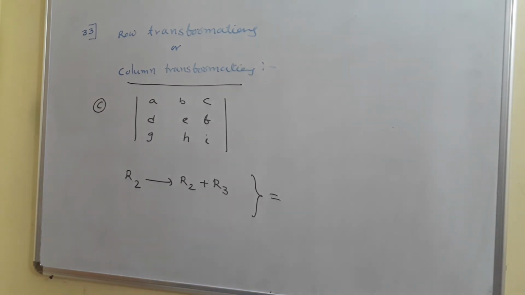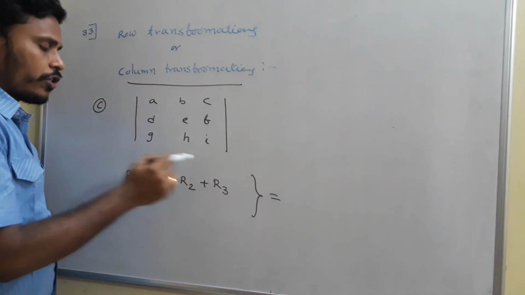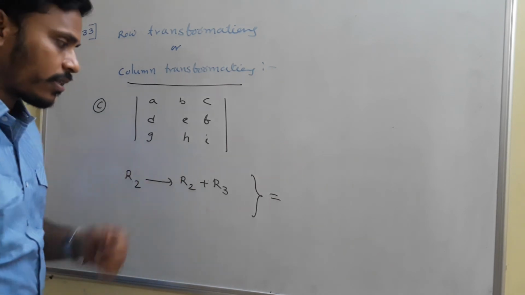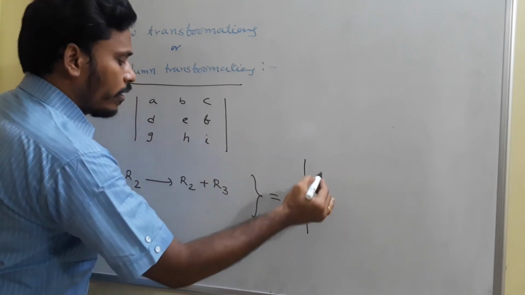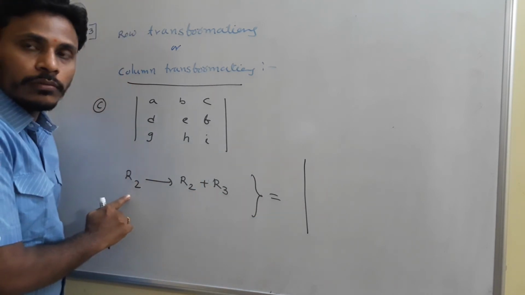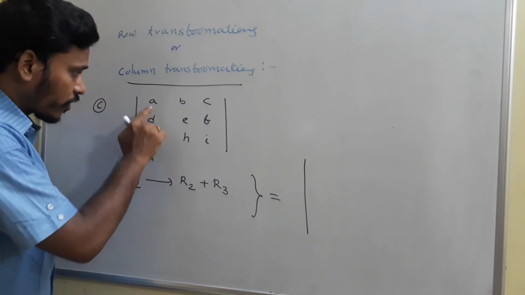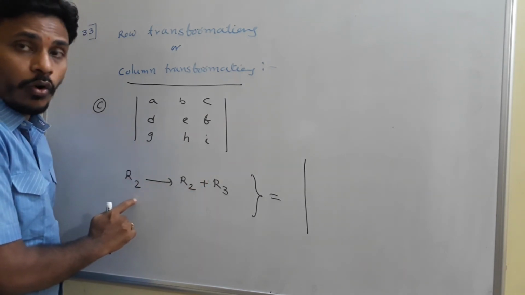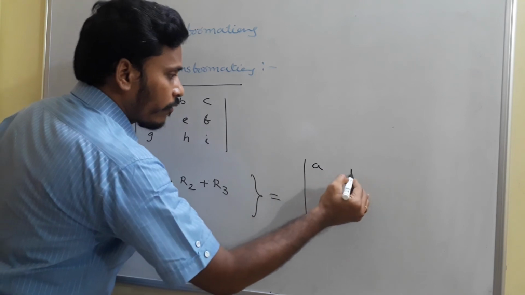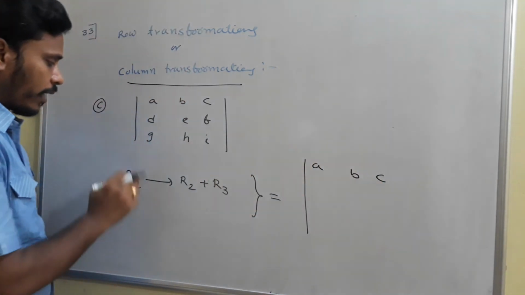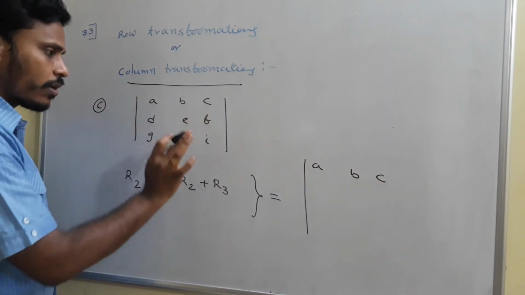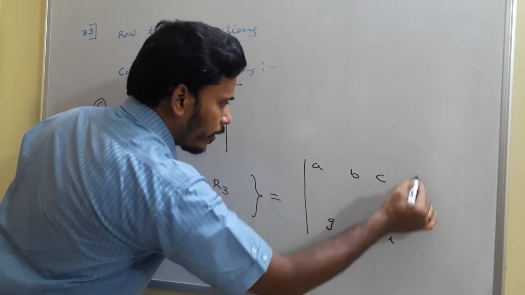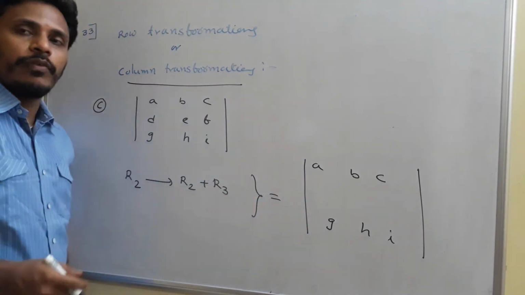Just think about it. If I have a determinant A, B, C, D, E, F, G, H, I, and my transformation is changing R2 as R2 plus R3, the next step is that we are just changing R2. So don't disturb the first row as well as the third row. Why? Because we are just changing the second row, and that's why you write the first row as usual. Then keep the second row aside for some time, and write the third row also in the same line, G, H, I.